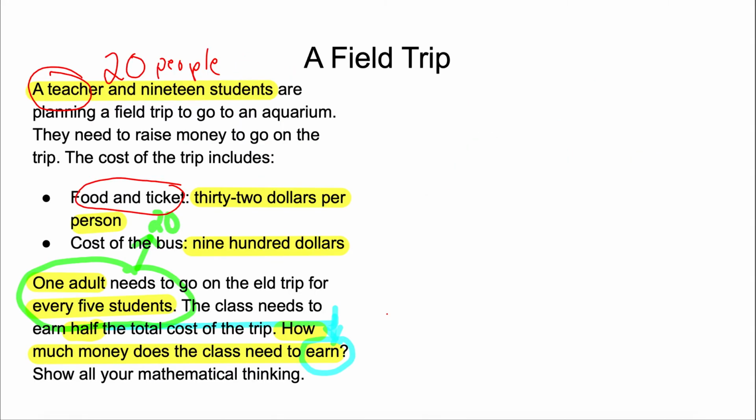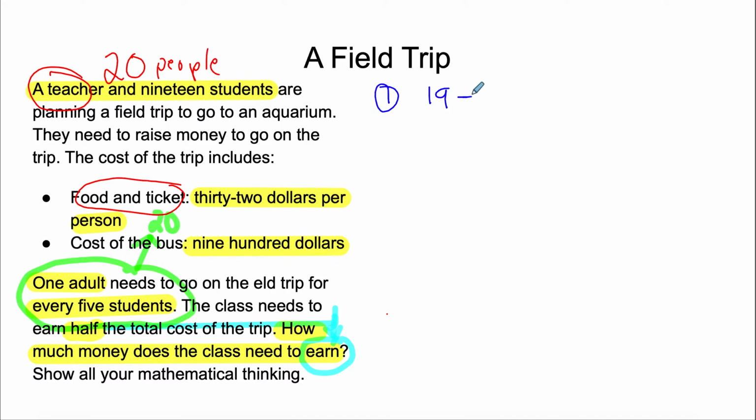There's more than one way to solve some of these problems. So some people might approach this in a slightly different way in terms of the earning half part. So I've read through the problem, I've highlighted my important parts. First thing I need to do is I need to figure out how many people are going on the trip. So I remember I have the teacher and 19 students, so I know there are 20 people, but I need one adult for every 5 students. So that's really important. So what am I going to do?